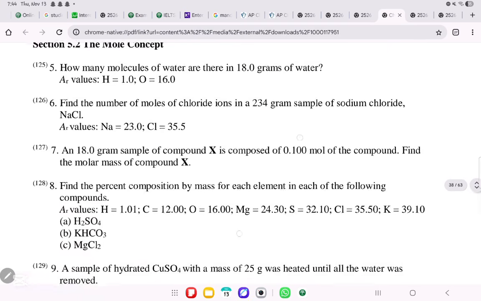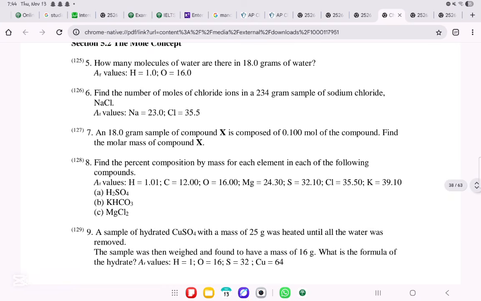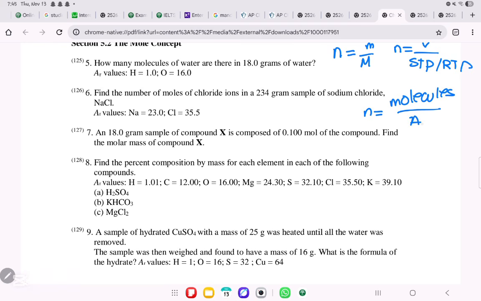We'll move on to 5.2. How many molecules of water are there in 18 grams of water? Do you remember the triangles we took in grade 9, right? Number of moles is mass over molar mass. Number of moles is the given volume over the molar volume, either STP or RTP. And then the number of moles is also equal to the number of molecules over Avogadro's number. AN means Avogadro's number.